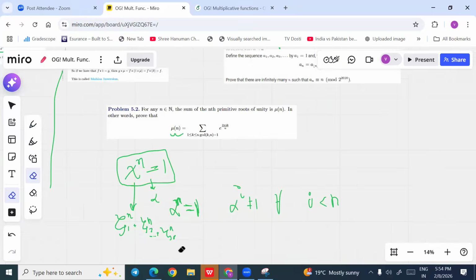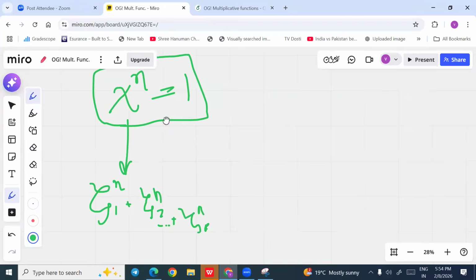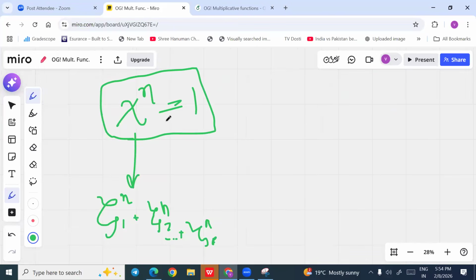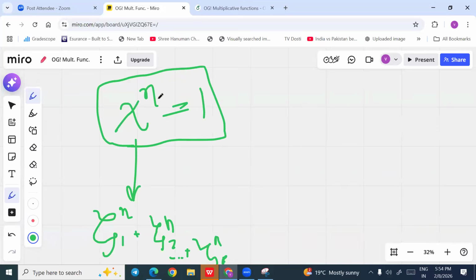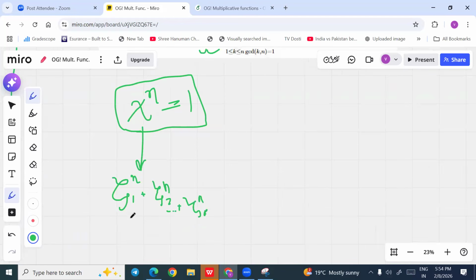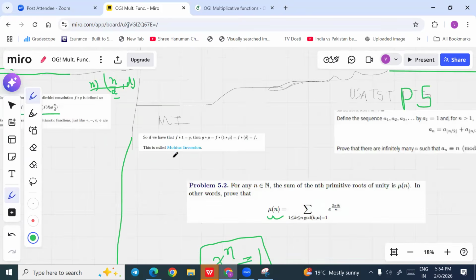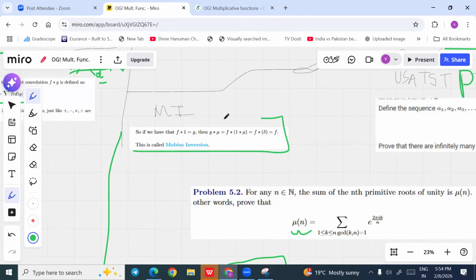So this has a bit of black magic technique involved. Is it clear what a primitive nth root of unity is first? Yeah. Right. So this is a sort of black magic technique. So how are we going to do this? We'll use a technique called Mobius inversion.